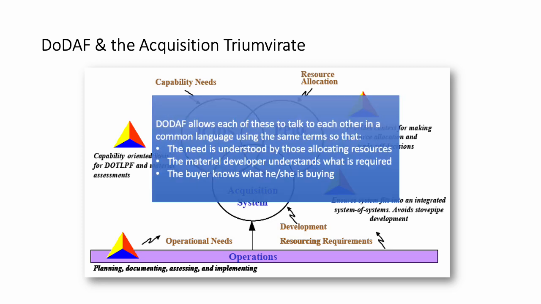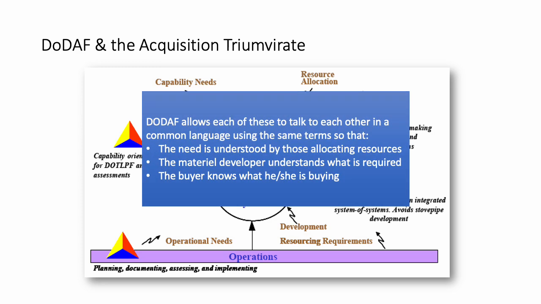So DODAF allows each of these to talk to each other in a common language using the same terms so that we're not misunderstanding. You're calling it that, I'm calling it this. We want the material developer to understand exactly what is required, and the buyer needs to know what he or she is buying.